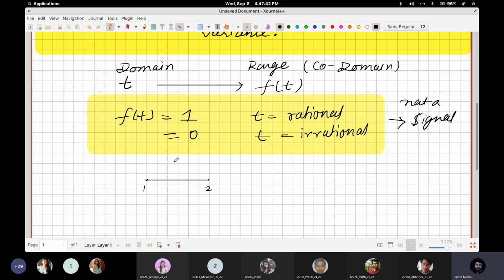And that's why I have taken this example. Okay. So we don't call these kinds of pathological functions a signal. A pathological function is not a signal. Okay.